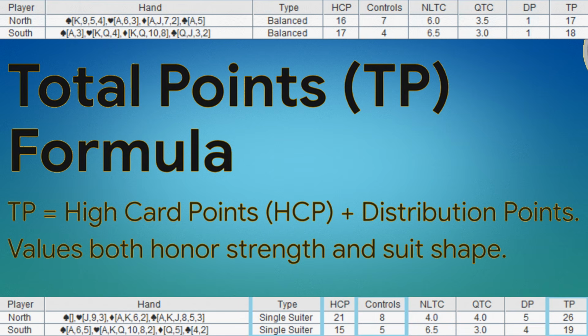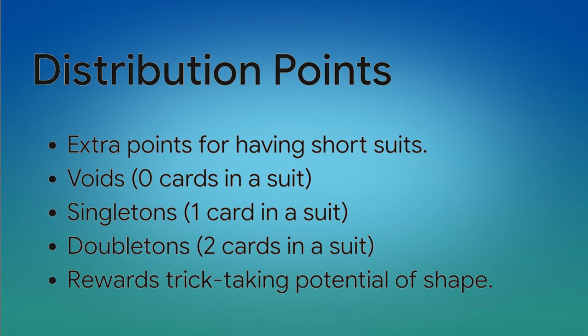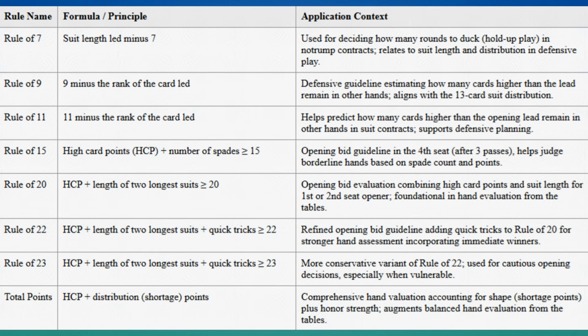Why is this so powerful? Because it finally combines the two things that matter most, the power of your big cards and the power of your hand's shape. So, what on earth are distribution points? Well, they're bonus points. You get them for having short suits. Like if you only have 1 card in a suit, or even 0 cards, that's a void. And you might think, why is that good? It's amazing, because it means you can use your trump cards to win tricks in that suit, even if your opponents have aces and kings. It's this hidden power that a simple point count just doesn't see.